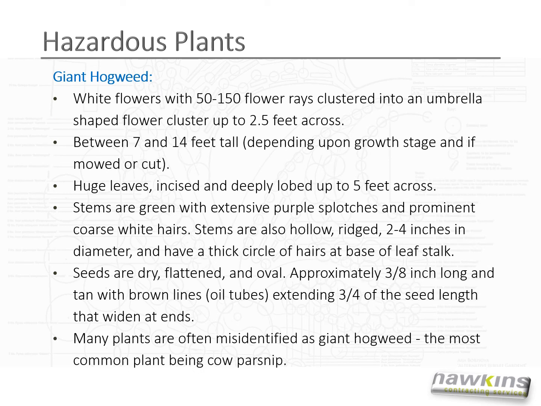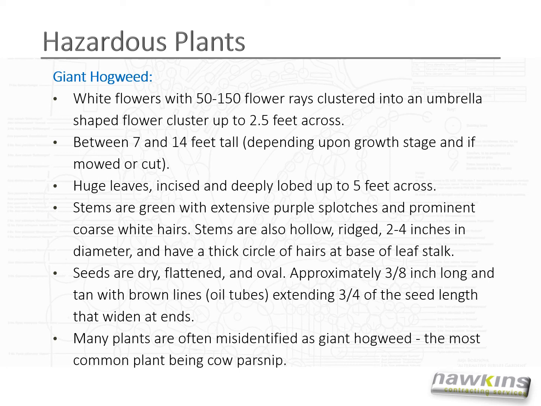Giant hogweed. White flowers with 50 to 150 flower rays clustered into an umbrella-shaped flower cluster up to 2.5 feet across. Between 7 and 14 feet tall, depending on growth stage and if mowed or cut. Huge leaves, incised and deeply lobed, up to 5 feet across. Stems are green with extensive purple splotches and prominent coarse white hairs. Stems are also hollow, rigid, 2 to 4 inches in diameter, and have a thick circle of hairs at the base of the leaf stalk.